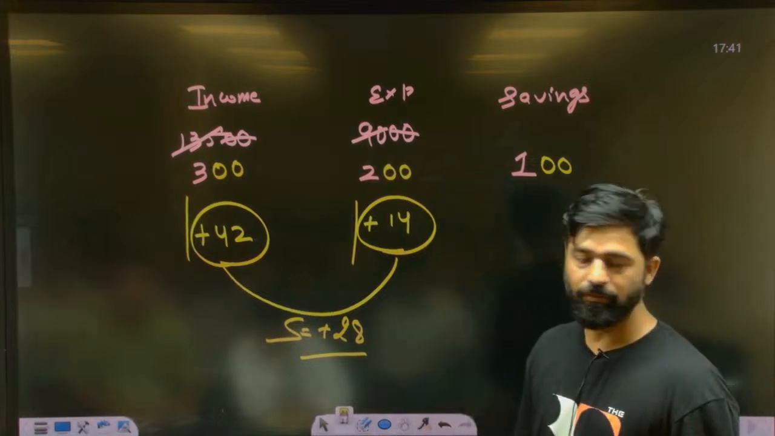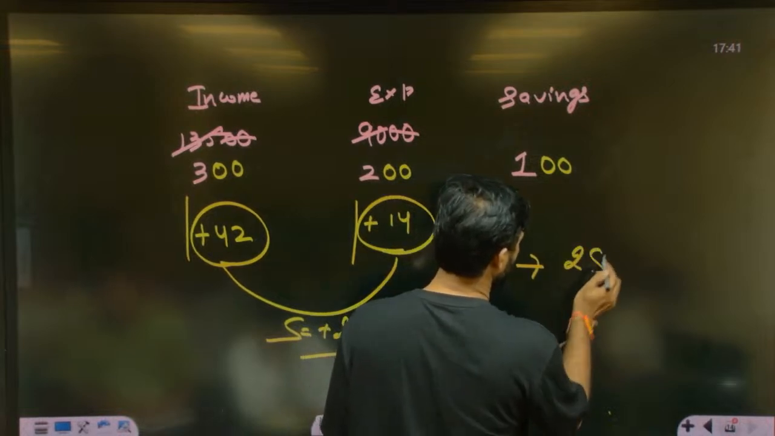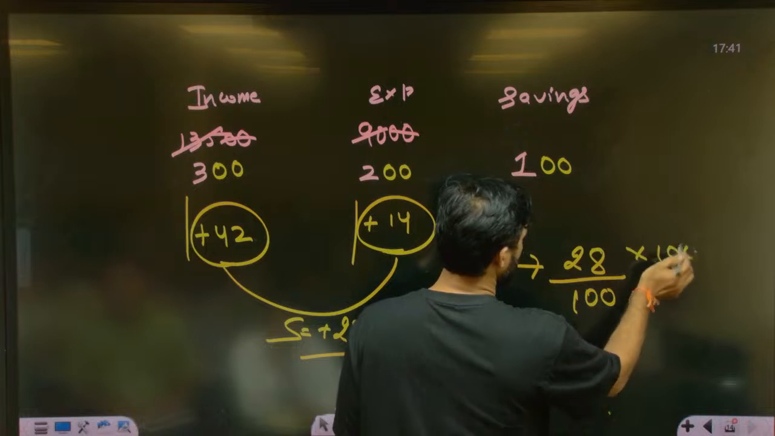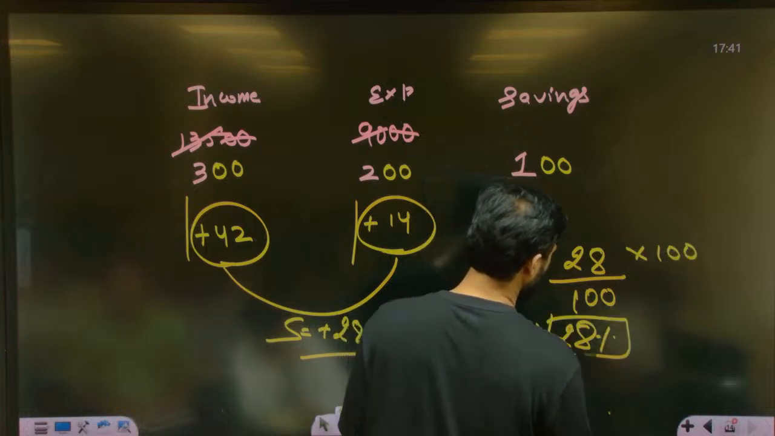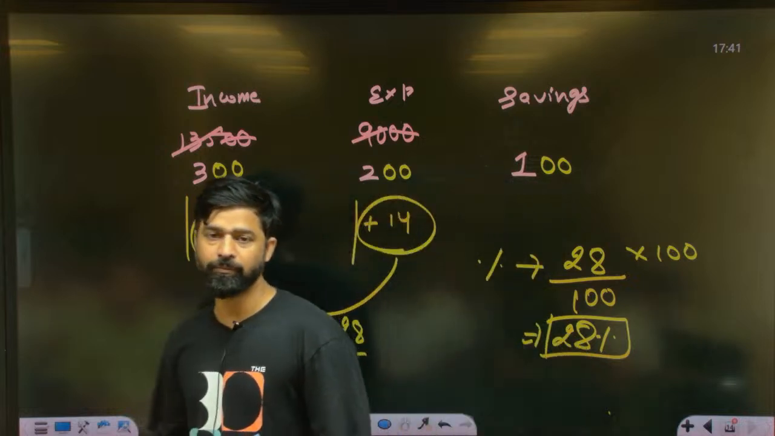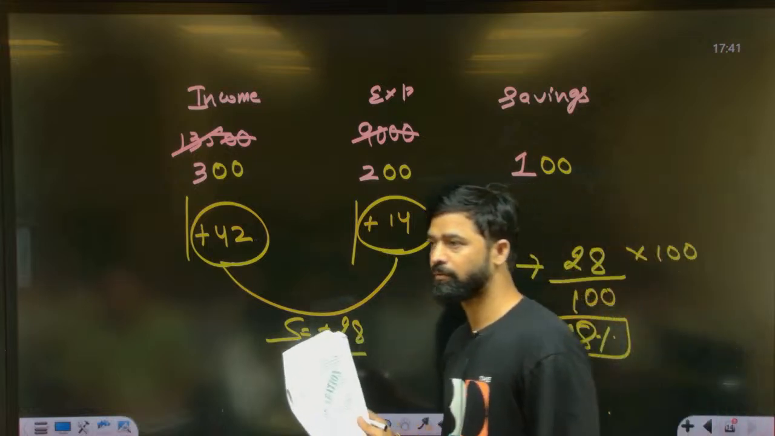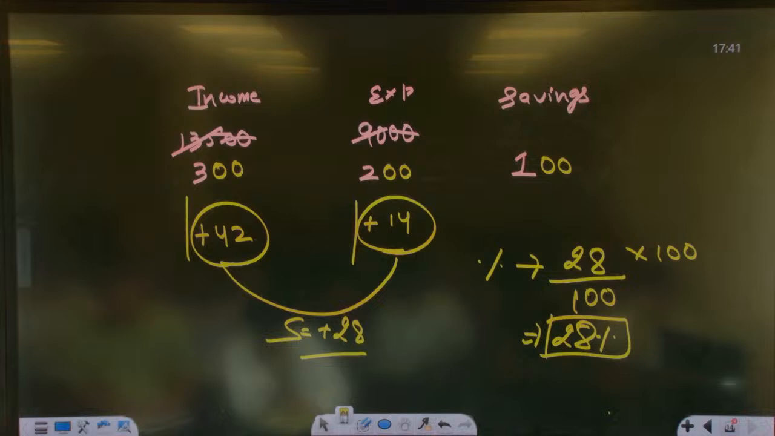Any problem in this? And we have to give the answer in percentage. So there is an increment of 28 units on 100, so the increment is 28%. Any problem? Understood? Done? Okay, then let's move to the next question.